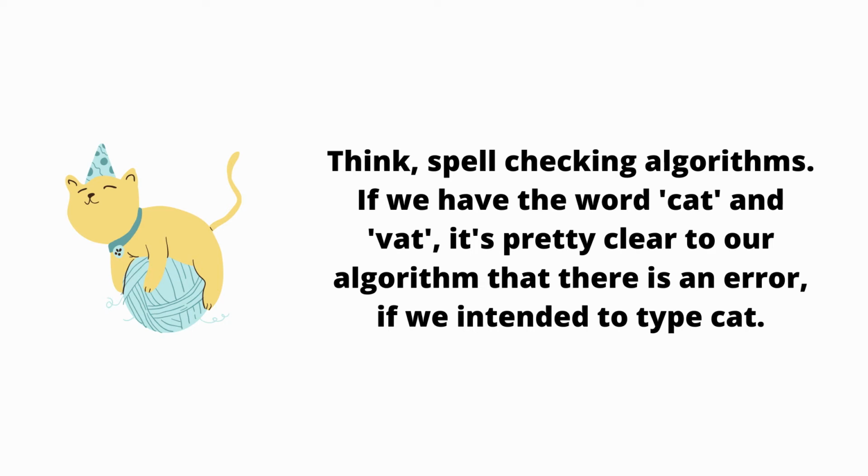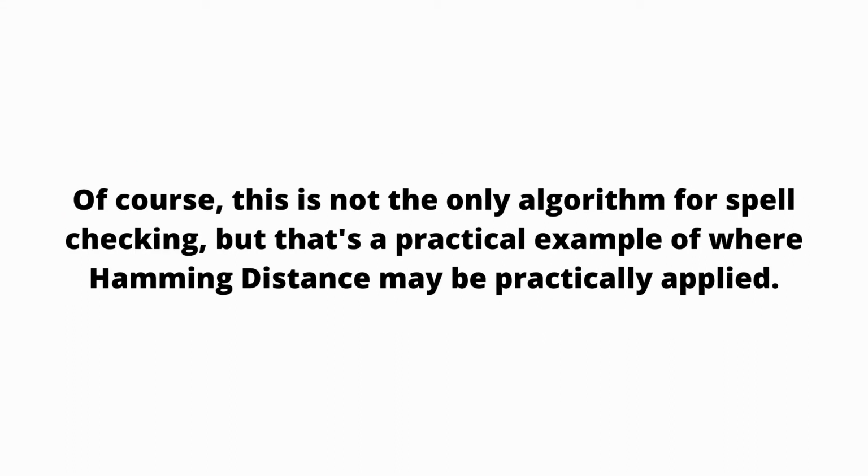If we have the word cat and someone types the word vat, it's pretty clear to our algorithm that there's an error if we intended to type cat or hat or bat or rat or whatever other word there is. And we know that the Hamming distance is 1. Now, of course, this isn't the only algorithm for spell checking, but that's just a practical example of where Hamming distance may be practically applied. And that's Hamming distance in a nutshell.